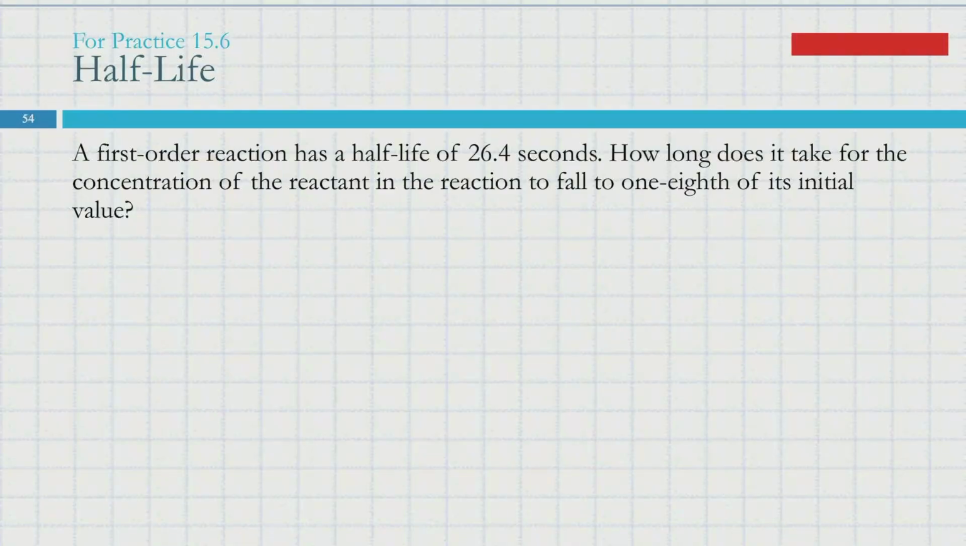Sounds good to me. So we got 79.2 seconds. The way to solve this problem, we're given a couple pieces of information. We're given our half-life, and we're given that it falls to 1/8 of its initial value. So we've cut it in half a number of times until it gets to 1/8.